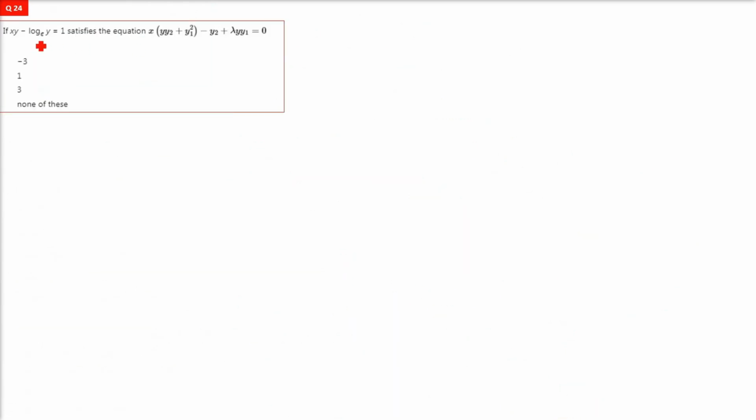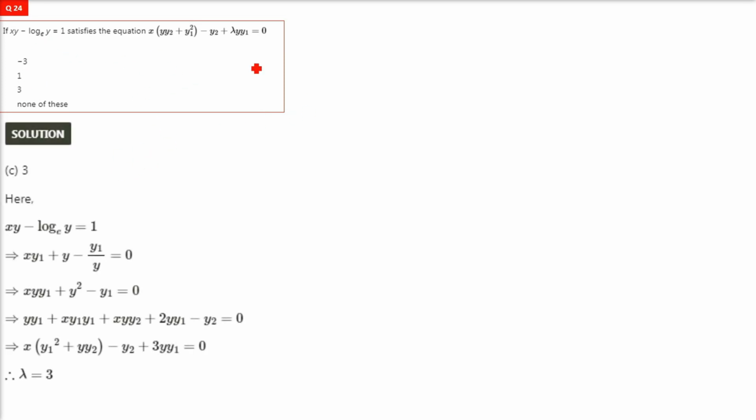x y minus log y is equal to 1 satisfies this equation. You have to find out the value of lambda, because what is being sought is lambda, which is a constant, and lambda has to be computed. So what do we have? x y minus log y is equal to 1. So we have y1 also and we have y2 also. So simply we have to differentiate it twice, to get y1 and y2.